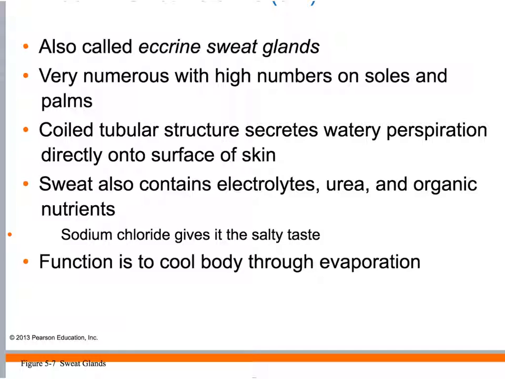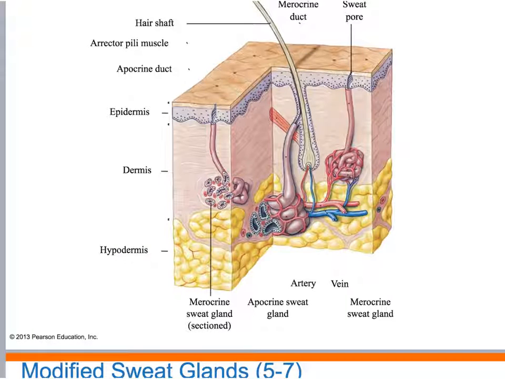Merocrine sweat glands, also called eccrine sweat glands, are very important. They are very numerous with high numbers on the soles of the feet and the palms of the hands. They also contain electrolytes, urea, and organic nutrients. The function is to cool the body through evaporation. Again, this is a picture illustrating the merocrine sweat glands versus the apocrine sweat glands.